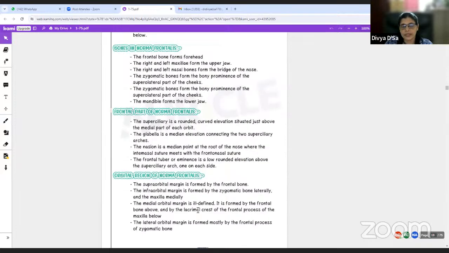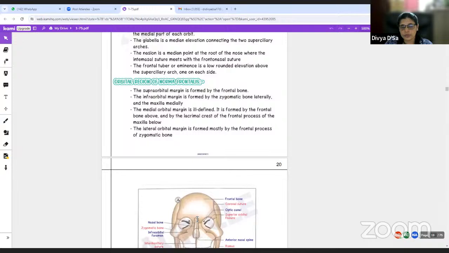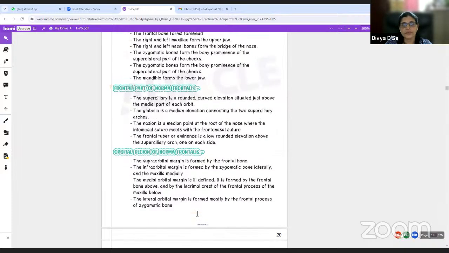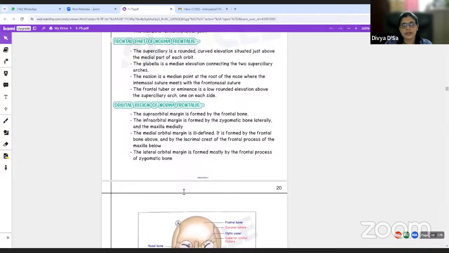The nasion is the meeting point at the root of the nose where the internasal suture is. So here, near the root of the nose, where the frontal as well as the nasal bones meet, that point is the nasion. And the frontal tuber is a low rounded elevation above the superciliary arch. Above here, there will be two elevated parts that are known as the frontal tubers.